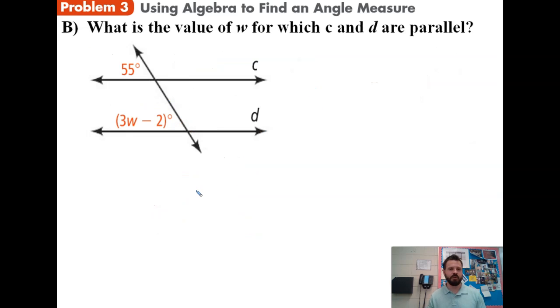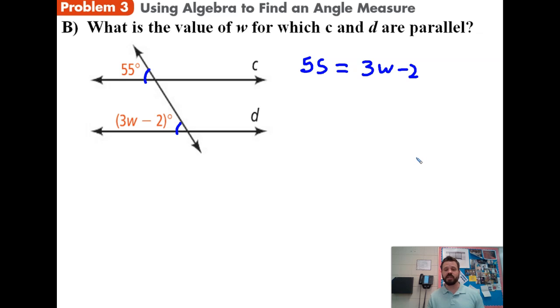So same idea with part B. What's the value of W for which line C and D are parallel to each other? Okay, well, in this case, the angles I'm given are corresponding angles. Okay, so I don't have anything to do with supplementary here. We know that if the lines are parallel, corresponding angles are congruent. So the equation we're going to set up for this one is just that 55 is equal to 3W minus 2.